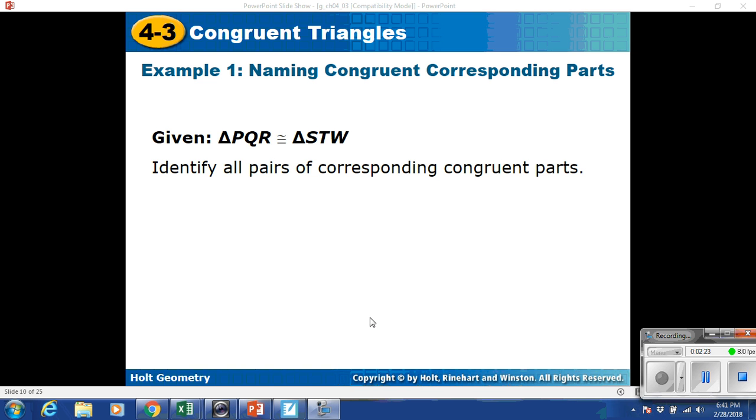Okay, here we have triangle PQR is congruent to triangle STW. And they just tell us it's congruent, so we just need to list all the congruent parts. So if we list the angles, it's going to be P is congruent with S, Q is congruent with T, and R is congruent with W.